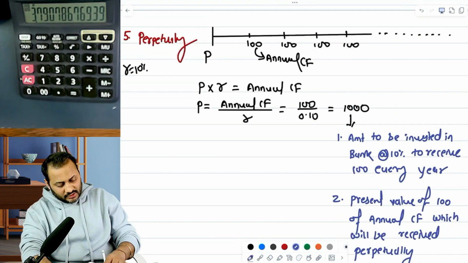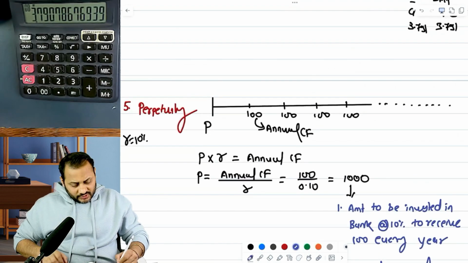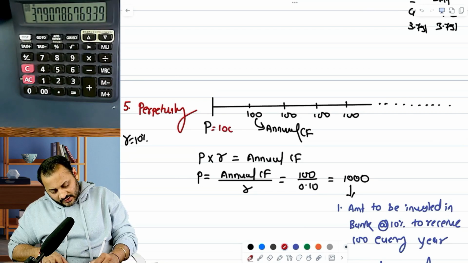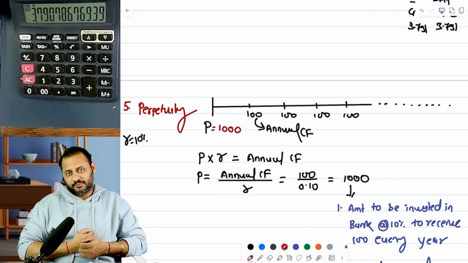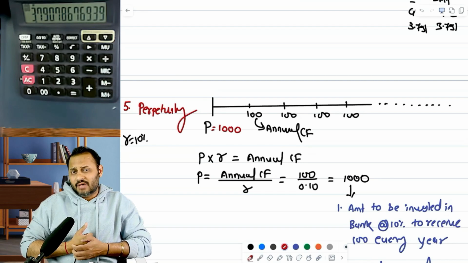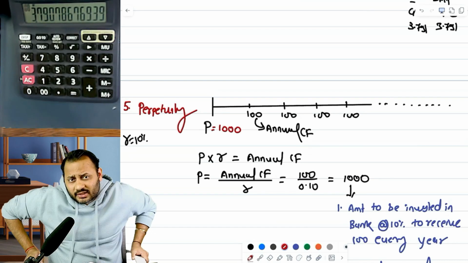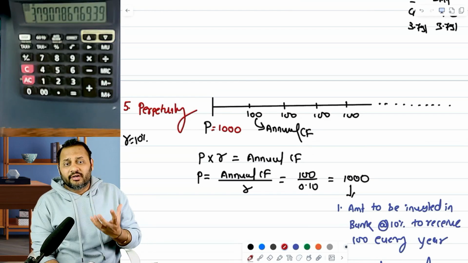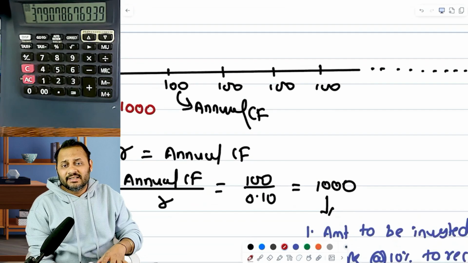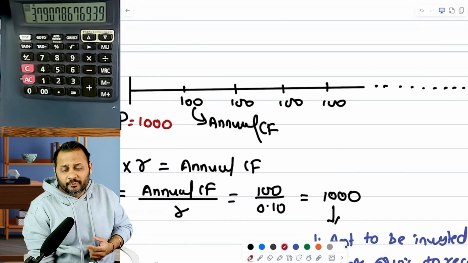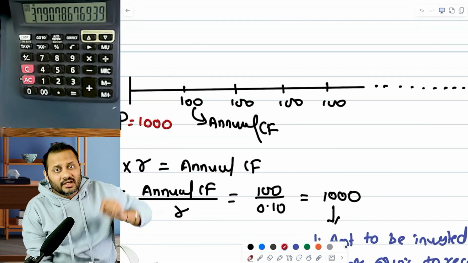Understand this fact. This 1000 rupees is nothing but the present value of future cash flows, because it's today's amount. 1000 is today's amount that you have to invest. That means it's nothing but the present value. Present value of what? The 100 rupees that you are going to receive perpetually. So can I say that the 100 rupees that I'm going to receive perpetually is included in this 1000? Yes, sir.